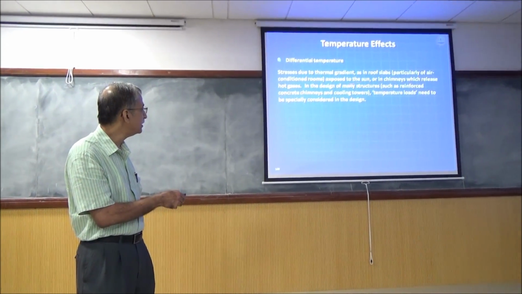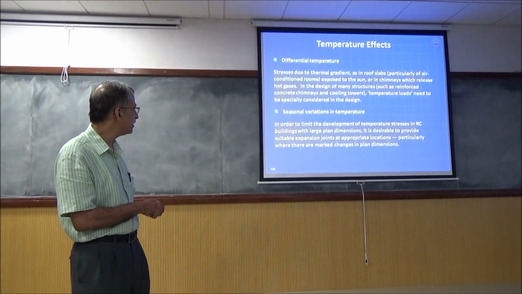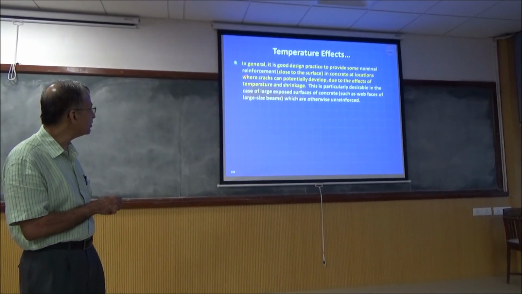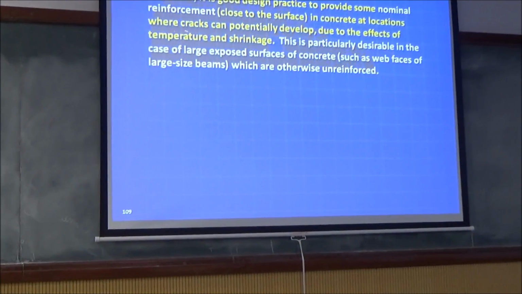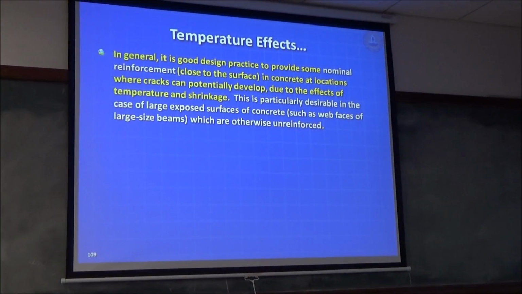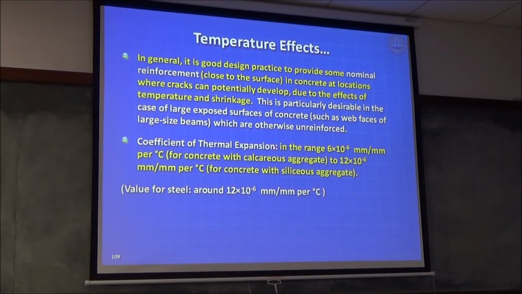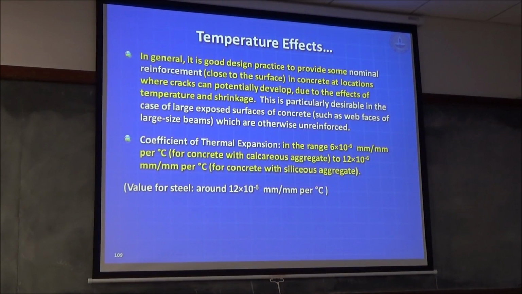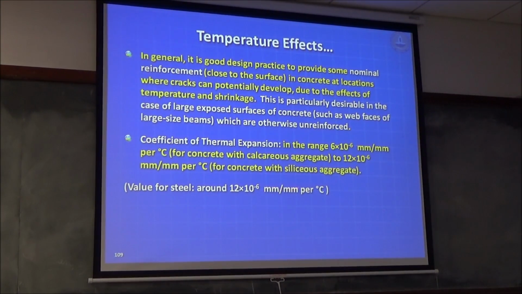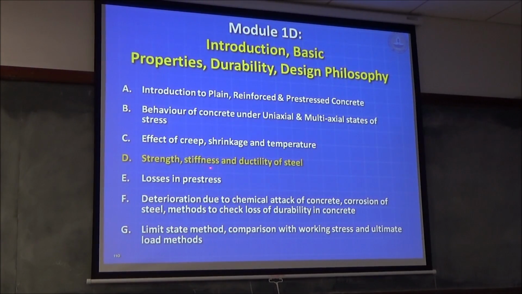Okay, so go through this. Many structures, temperature loads need to be specially considered. Seasonal variation in temperature, etc. In general, it is good design practice to provide some nominal reinforcement in concrete at locations where cracks can potentially develop due to the effects of temperature shrinkage, especially in large members. That's where you have a minimum percentage reinforcement. You have a coefficient of thermal expansion which can vary from 6 to 12. Concrete is more or less, steel is more or less similar to concrete. With that, we complete this topic.